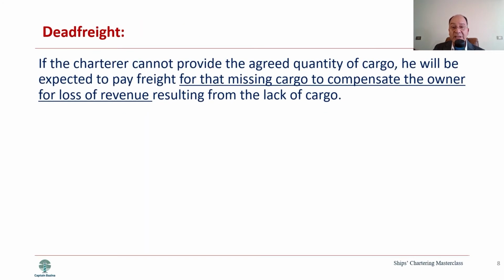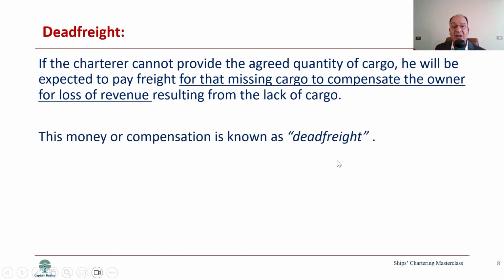We have something we call here dead freight. What is dead freight here? If the charterer cannot provide the agreed quantity of cargo, he will be expected to pay freight for that missing cargo to compensate the owner for loss of revenue resulting from the lack of cargo. For example, if the owner and the charterer agreed to load 10,000 tons, but the charterer only provided 7,000 tons, it means the charterer has to pay dead freight for the missing cargo as well. So this money or compensation is known as dead freight.